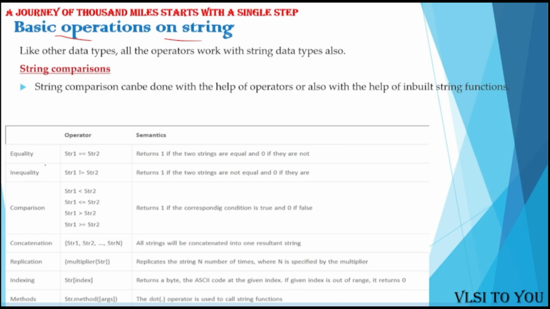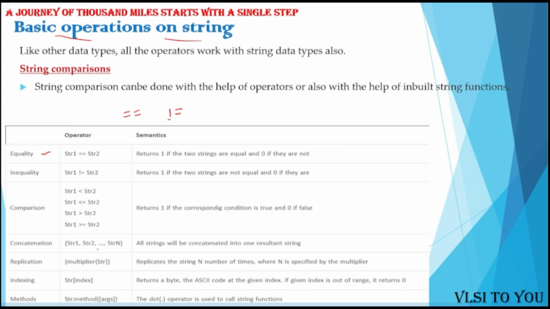Firstly, these are the various kinds of operations you are going to perform on SystemVerilog strings. One is equality. For this, the operator, I think you already know, is two equal-to symbols. Not equal is the not symbol with equal to. Just like that you will have many more comparison operators, like less than or equal to, greater than or equal to.